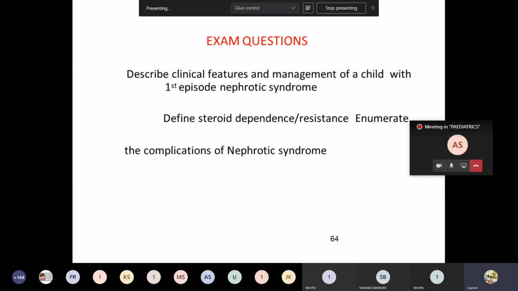Describe the clinical features and management of a child with the first episode of nephrotic syndrome. How are we going to approach? We can ask even etiopathogenesis. We can ask clinical features. We can ask management also. So this comes for 10 marks.